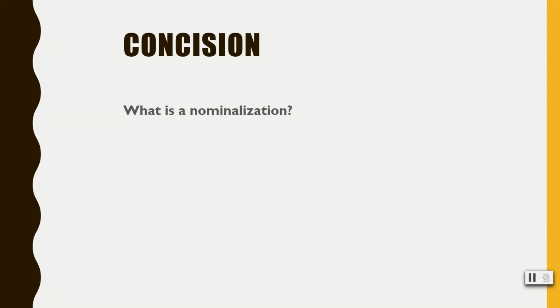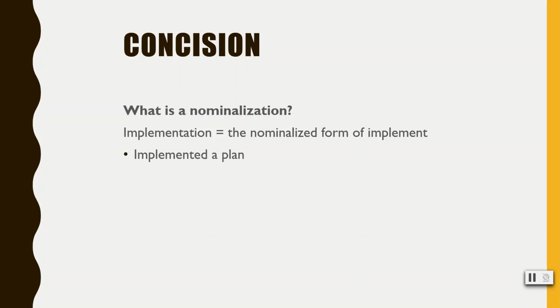What is a nominalization? A nominalization is when you take a verb and turn it into a noun. So, for example, implementation is the nominalized form of implement. You can see how saying, I implemented a plan, is clearer and more concise than saying, I engaged in the implementation of a plan.